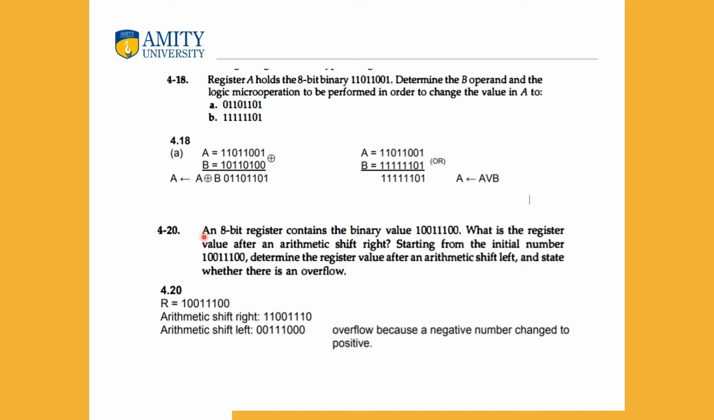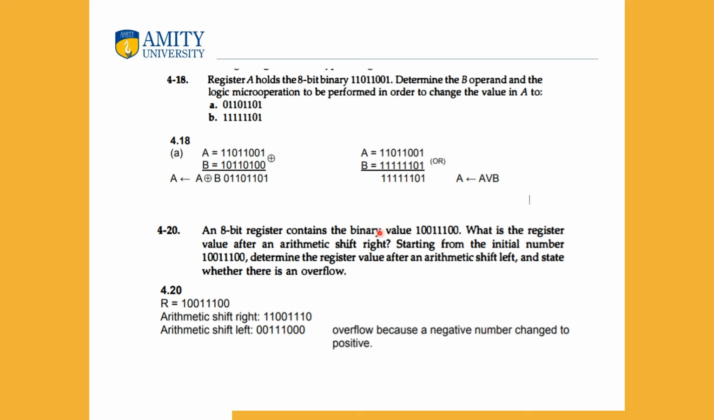The next question is, an 8-bit register contains the binary value of 100 11100. The register value after the arithmetic shift right, we have to find that, and we have to start from the initial number again. So first we have to do shift right, then we have to do shift left, arithmetic, both of them, and then we have to see whether there is an overflow.